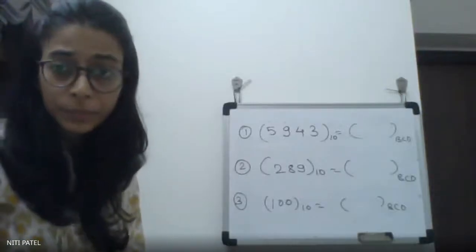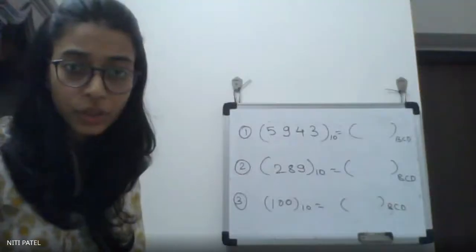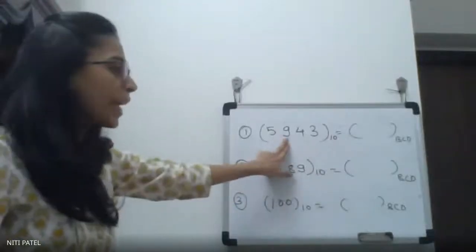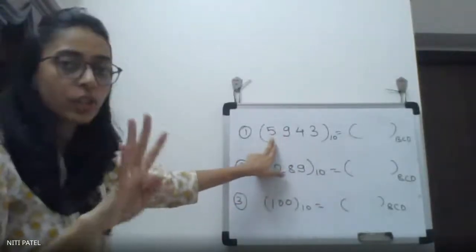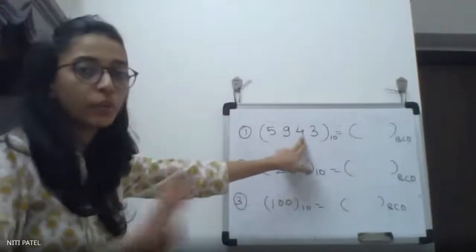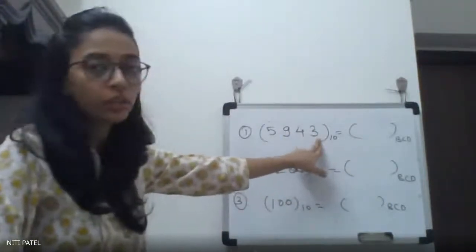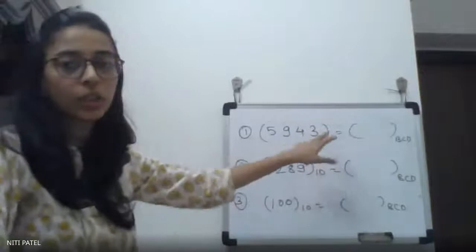Ma'am, in the first one we will get a 16-bit number, no? Yes, we will get a 16-bit number, because we have 9. So you will use 4 bits for 5, 4 bits for 9, 4 bits for 4, 4 bits for 3.